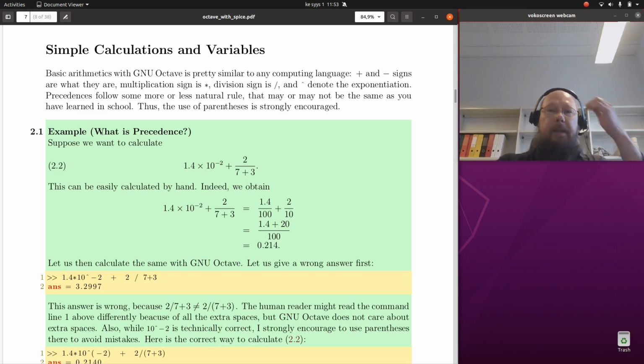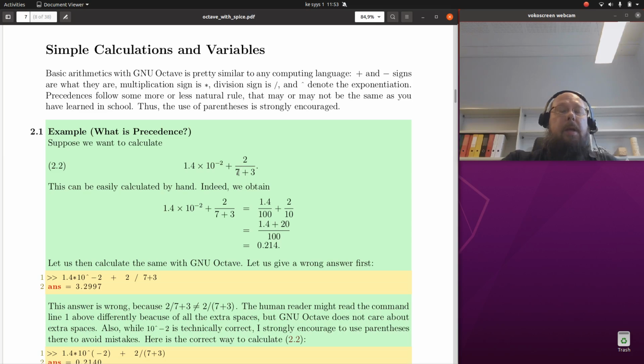So what is precedence? Suppose we want to calculate the following. Formula 2.2. You might notice that I used this single running numbering here. It's maybe not something that you're used to, but if I refer to some formula 2.2 or example 2.1, you can guess pretty easily where they are in the notes. In any case, we have calculation 2.2: we want to calculate 1.4 times 10 to the power minus 2 plus 2 divided by 7 plus 3.